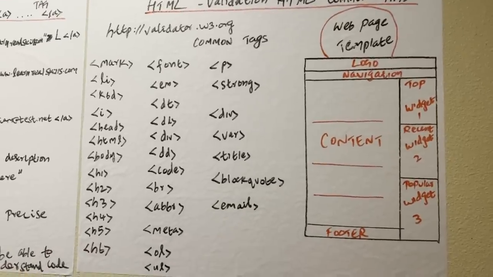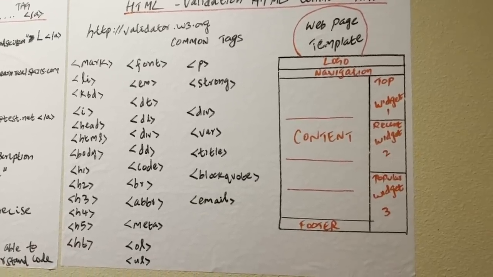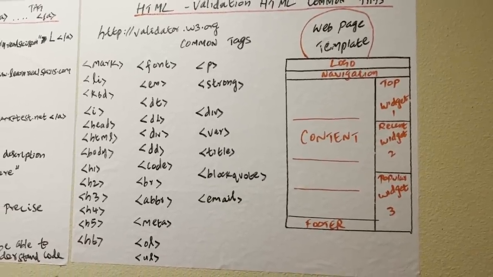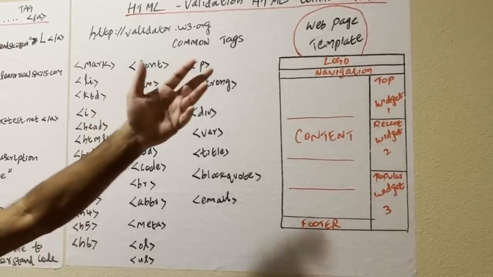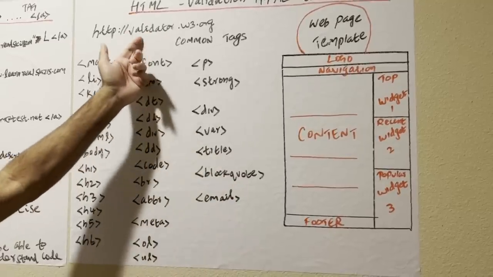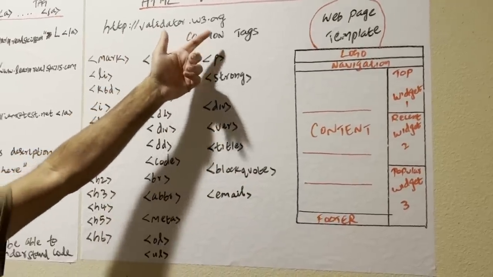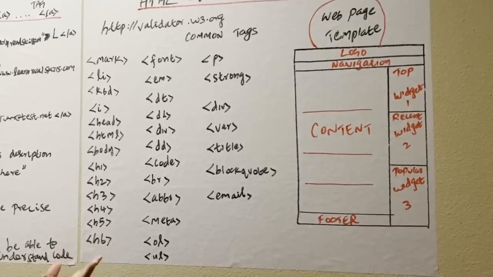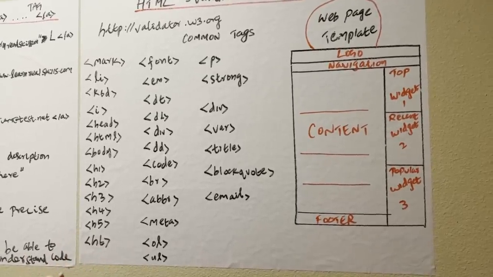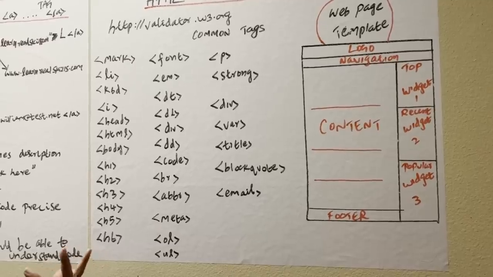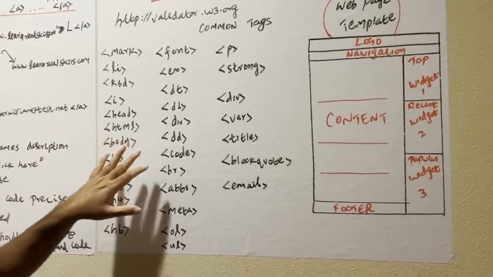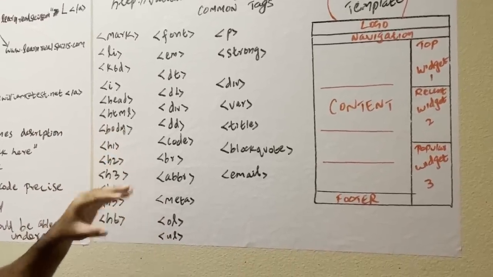When you write HTML code, there are several tools available to check the syntax, whether the code you wrote is correct or not. W3C is great, you can check validator.w3.org, but there are several other online tools available for you to validate HTML, XML, XHTML, everything.